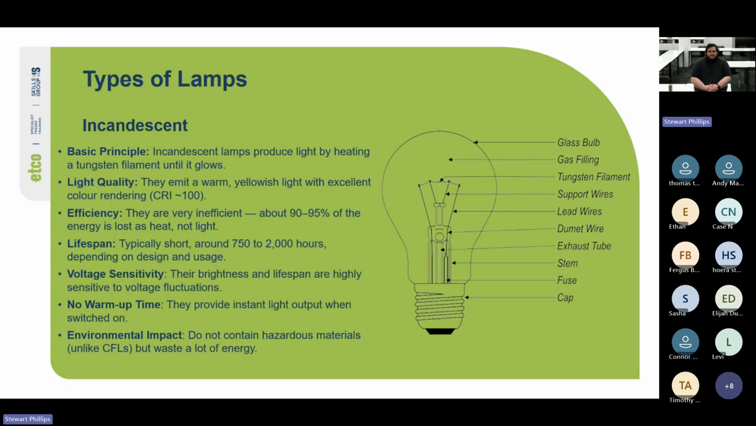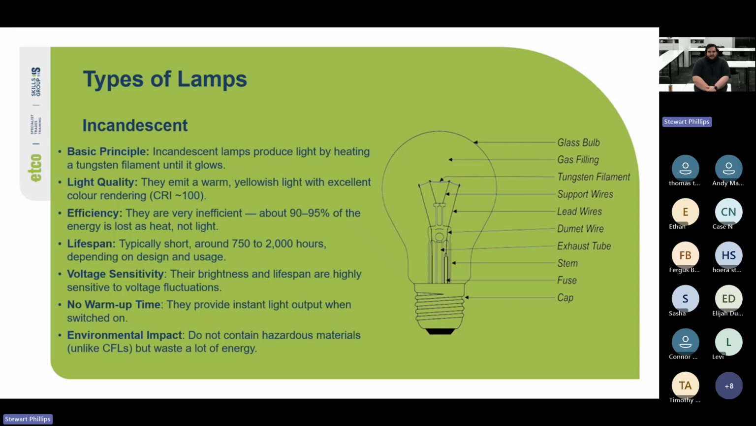So they usually emit a yellowish light with very good color rendering, so color rendering index 100. So that's why they're still used today. But they are highly inefficient. About 90 to 95% of the energy is lost as heat, not light.